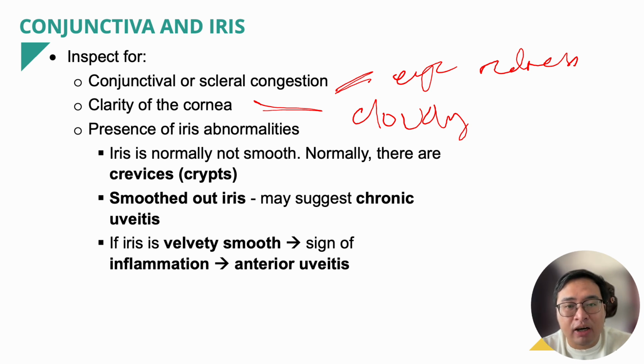Remember, the uvea, also known as the vascular layer of the eye. Okay. Also, if the iris is velvety smooth, it could be a sign of inflammation. Specifically, what type of uveitis? Anterior uveitis. Because the iris is located in the anterior portion of the uvea. Okay?